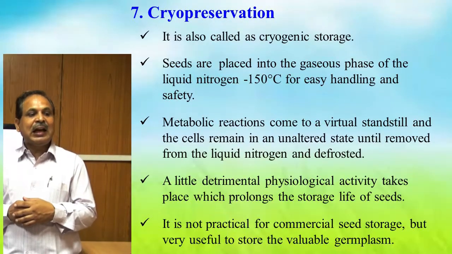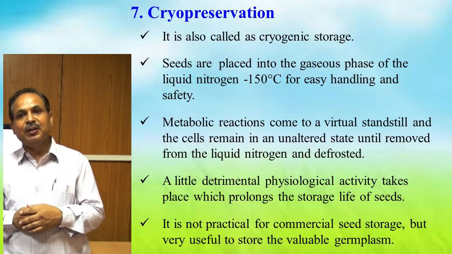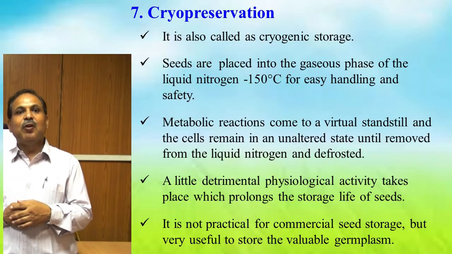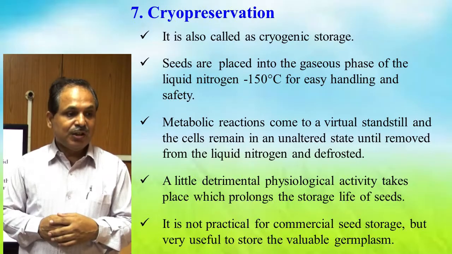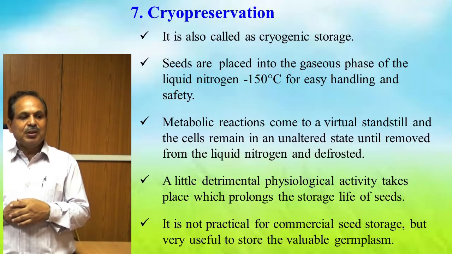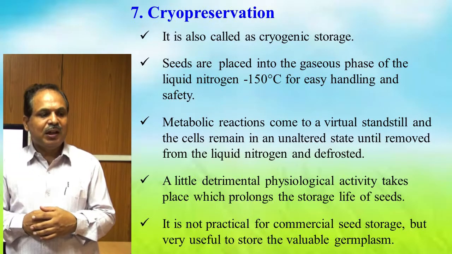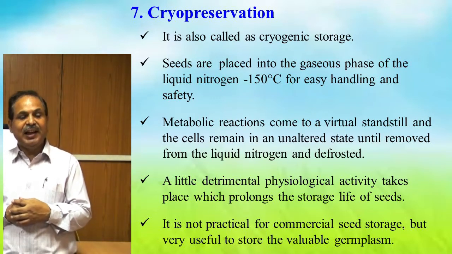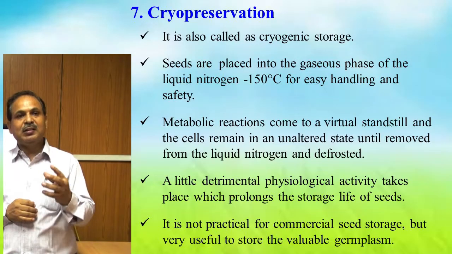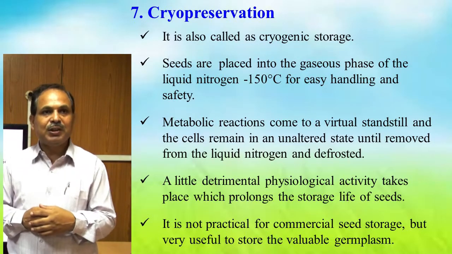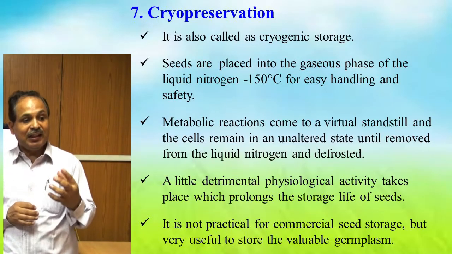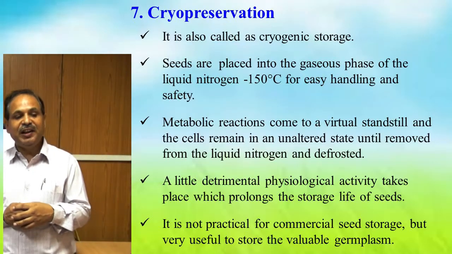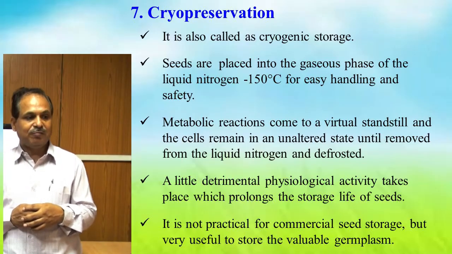Next one is the cryopreservation. It is very much important particularly for the storage of valuable germplasm, for the storage of genes. In this case we use liquid nitrogen at minus 150 degrees centigrade for easy handling and safety. But we know that the temperature of liquid nitrogen is minus 196, but here we use minus 150 degrees centigrade for easy handling and safe storage.